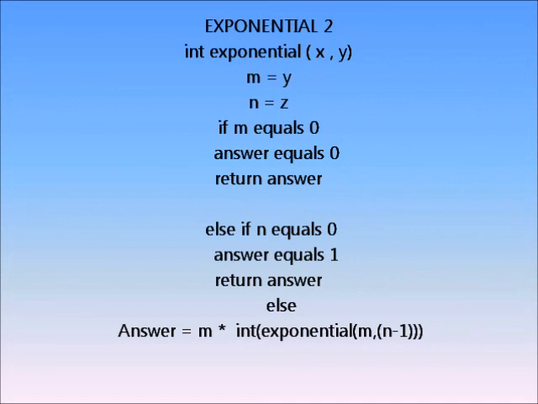To begin, you assign variables to the numbers being computed. M will equal y, and n will equal z. The if statement checks to see if the base m is 0. If it is, the answer is 0. Next is the else if statement that checks if the exponent equals 0. If so, the answer is 1. The else statement runs an equation that does the calculation of m to the nth power.